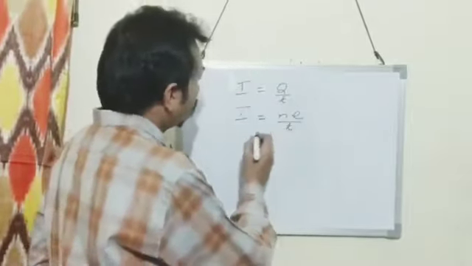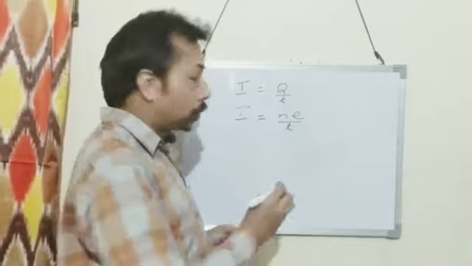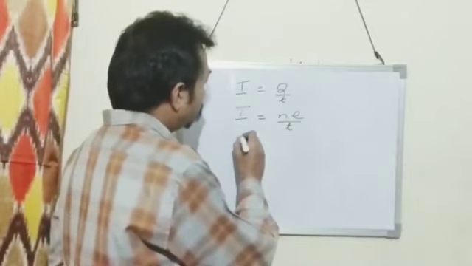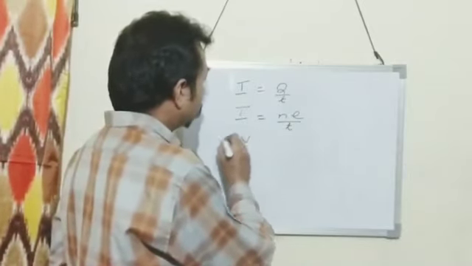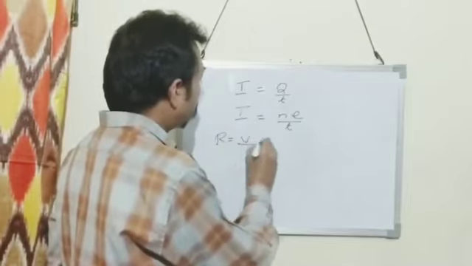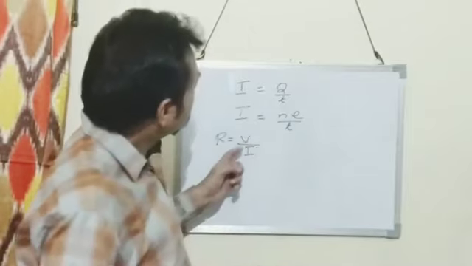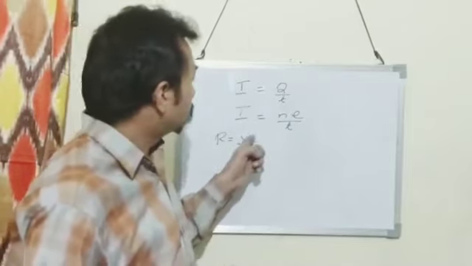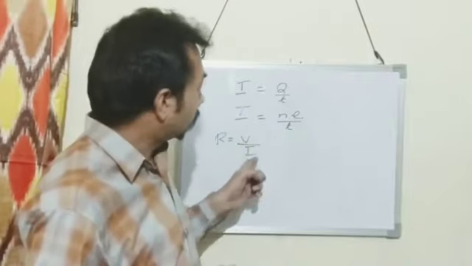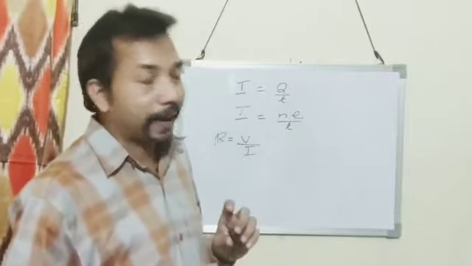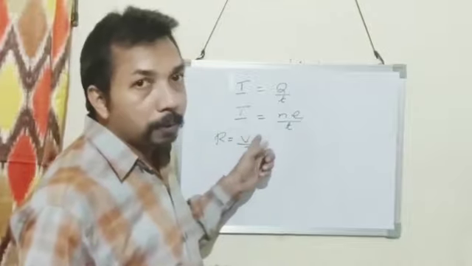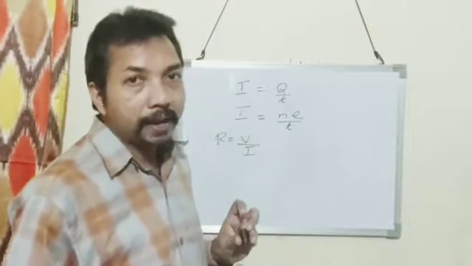Then by Ohm's law, R is equal to V upon I. R stands for resistance, V stands for potential difference, and I stands for current. It can also be written as V is equal to I into R.